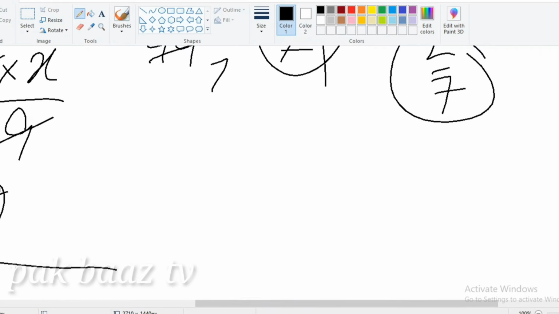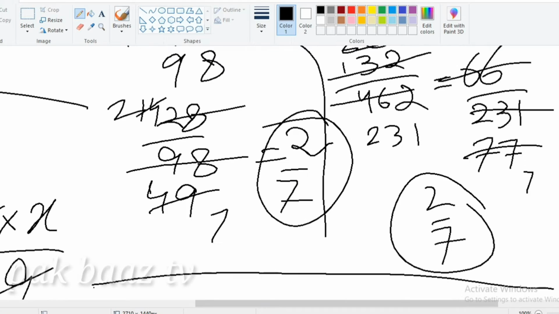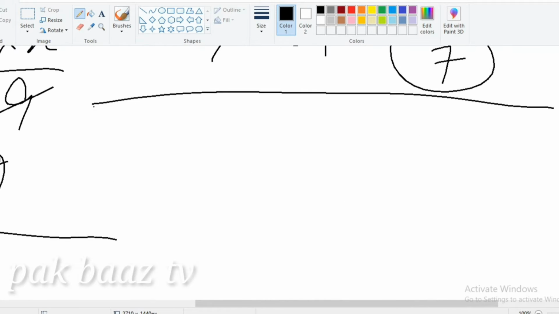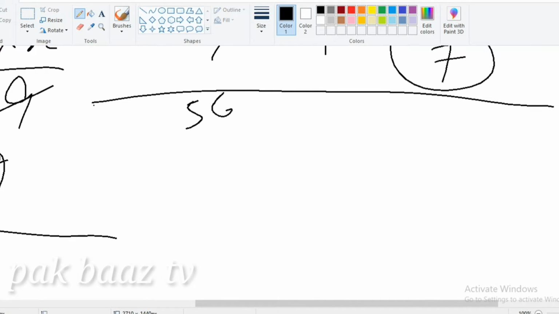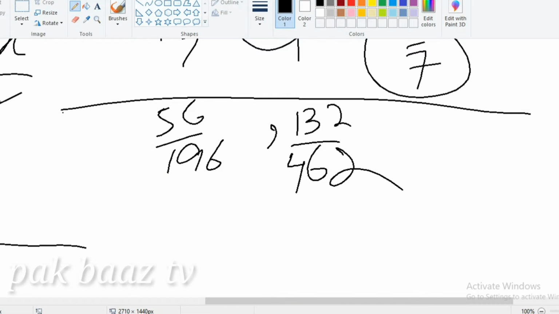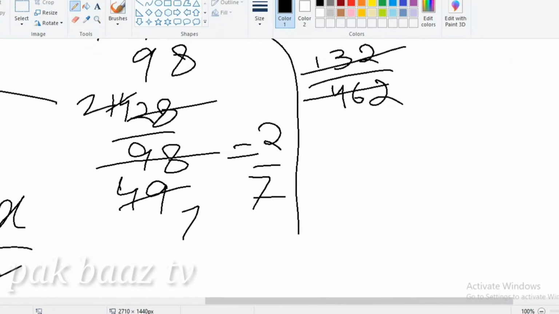We have the question 56 by 196, and the other fraction. Equivalent. Is equal to. Yes. Okay. Now move towards the next question.